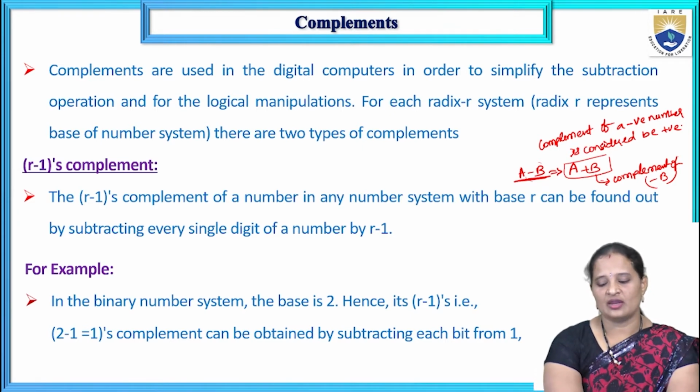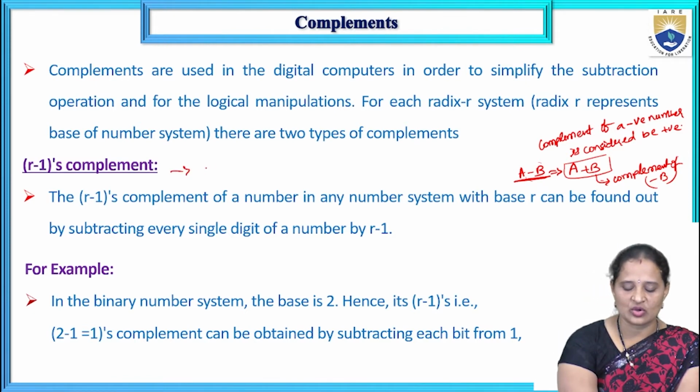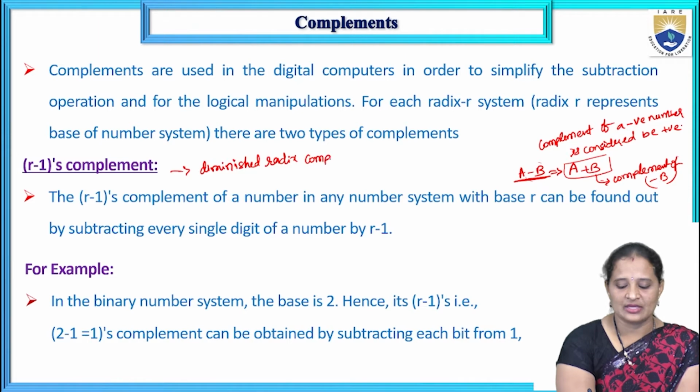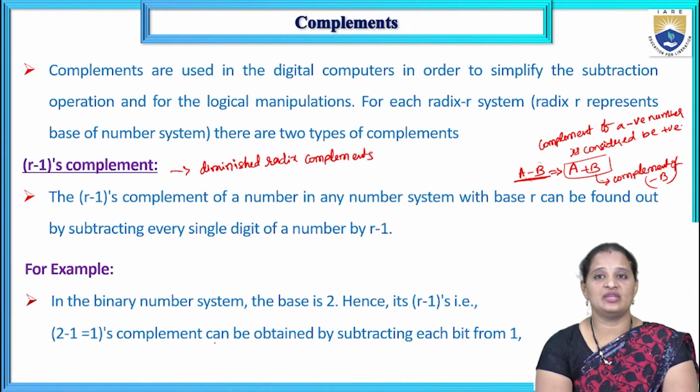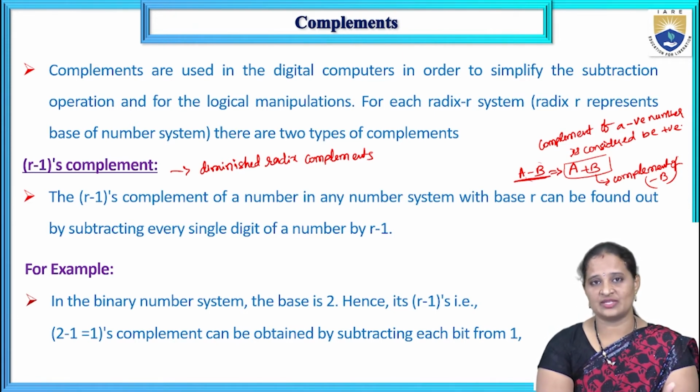that is why we are going for another representation, which is nothing but the complements representation. Here, in complements, we have two types. One is the r minus 1's complement, and the second one is the r's complement. The r minus 1's complement is also called the diminished radix complement. As you all know, r stands for radix. So r minus 1's complement means diminished radix complement. What we are doing is subtracting 1 from the radix, so that is why we call it the diminished radix complement.